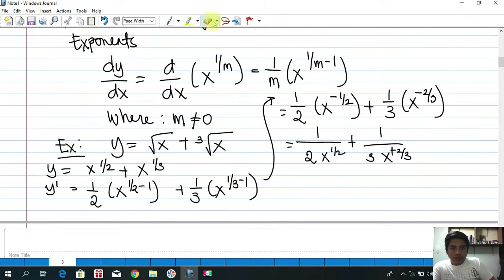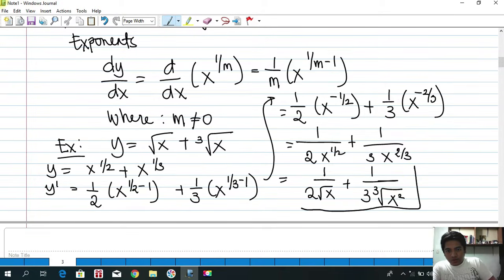So let me just erase that part. Okay, so it should be 2/3. Upon simplifying, we know that x raised to 1/2 is simply the square root of x, so 1/2 square root of x plus 1/3, this is in 2/3, x raised to 2/3. So that is the cube root of x squared. Okay, so this shall be our answer.